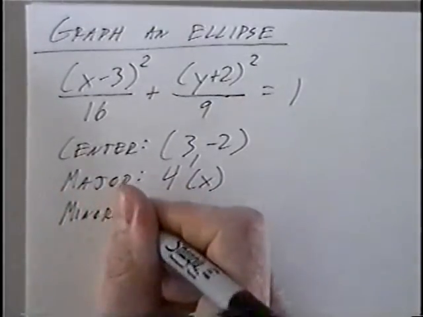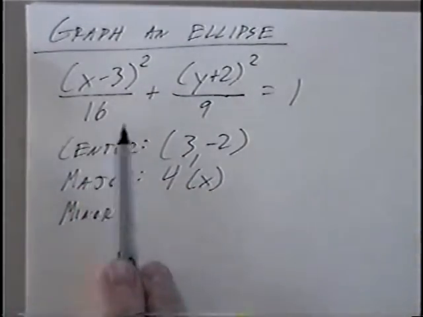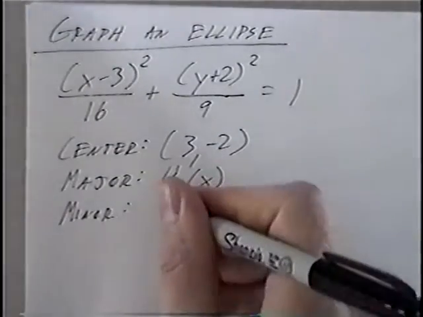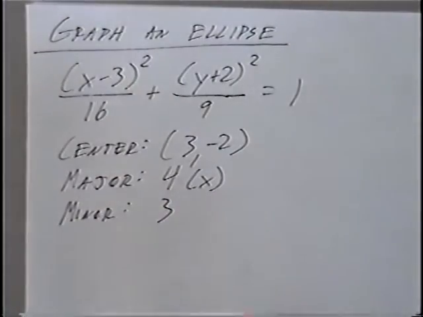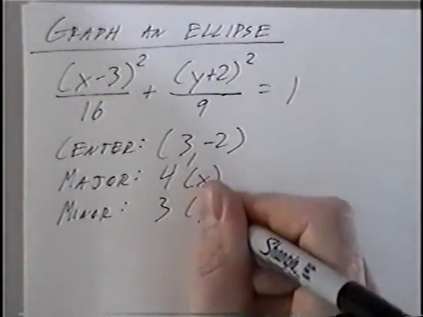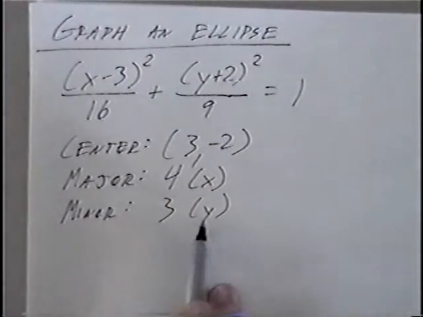For the minor axis, we'll take the smaller number underneath the fraction, which would be 9. And again, taking the square root would be 3. And since the 9 is underneath the y, we'll put a y next to it, so this will be 3 units in the y direction.